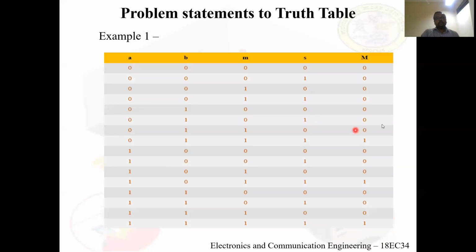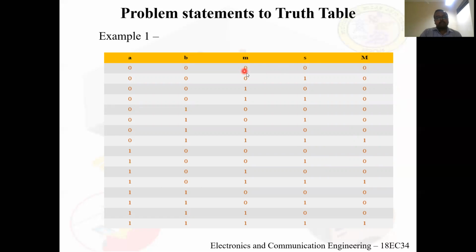This is the truth table written for the given problem statement. What we have: A, B, M, and S, and this is the signal to turn the electric motor on or off. How do you do it? When will the motor be on?